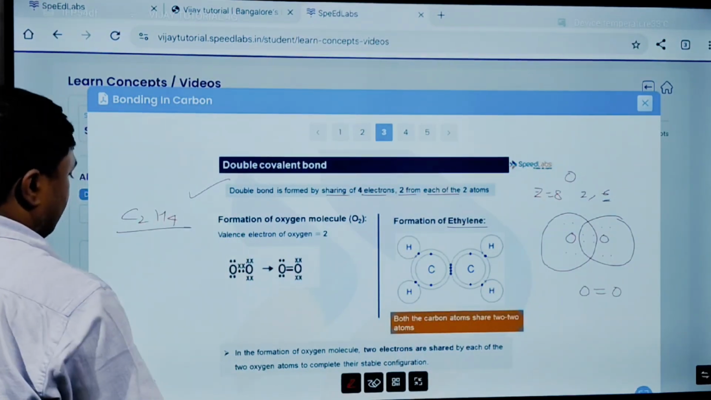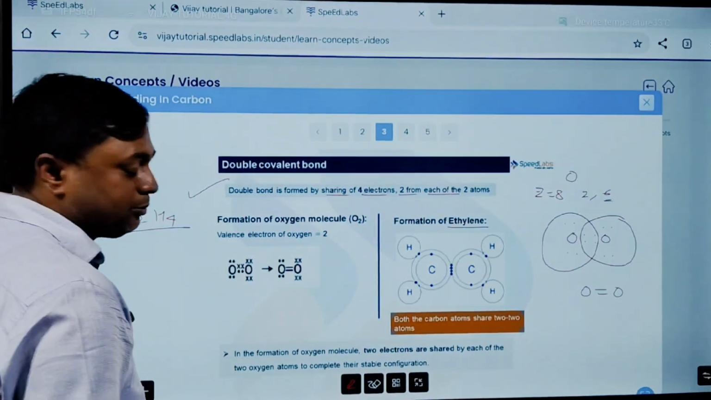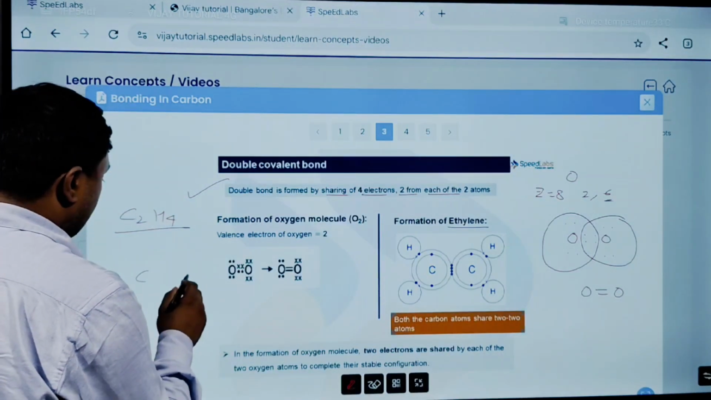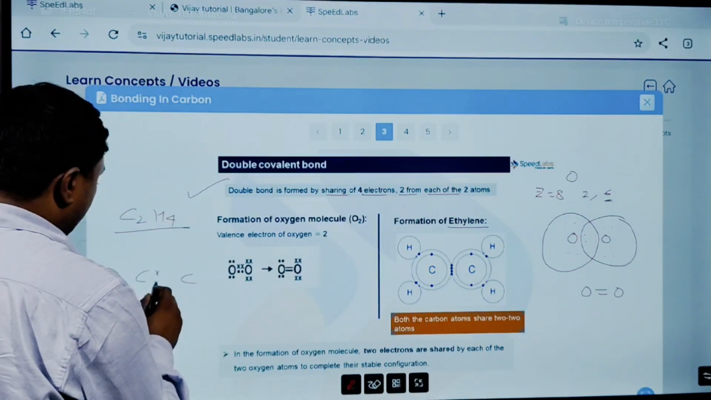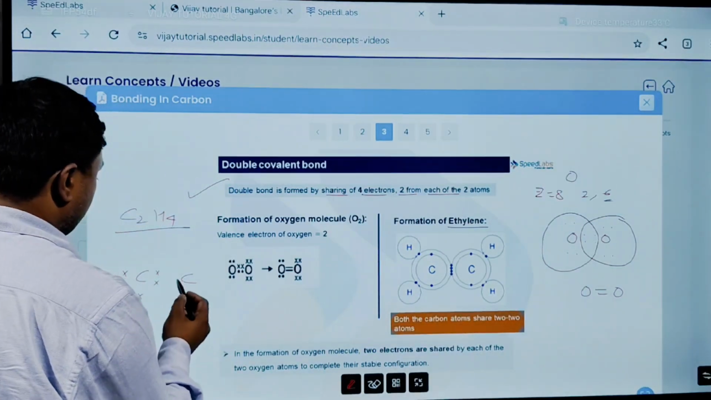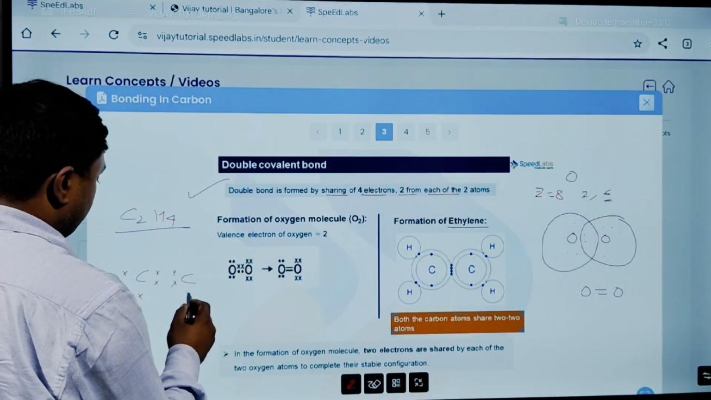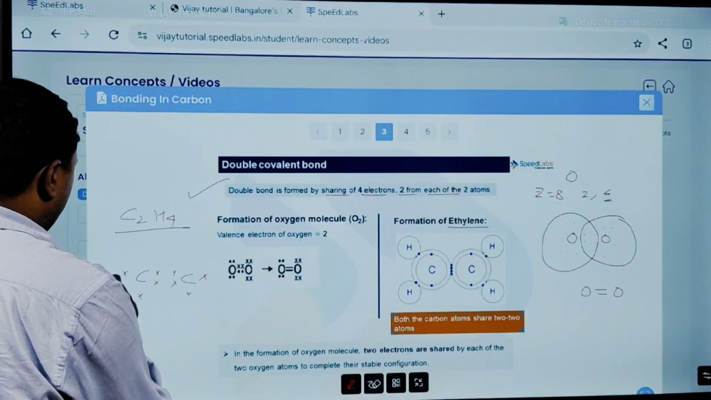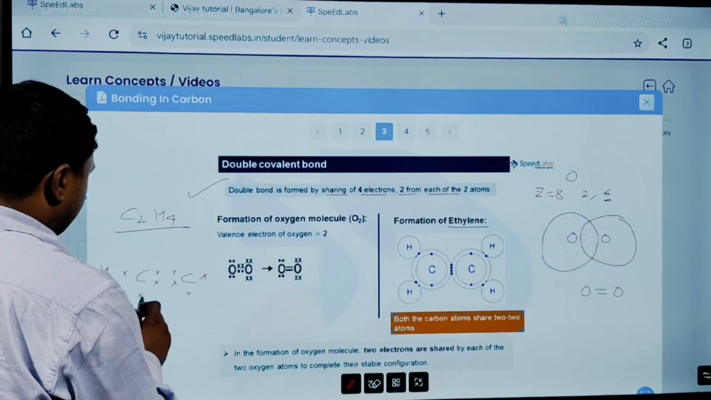This is an alkene. Okay, so how does the alkene formation take place? Let's see. Carbon: 1, 2, 3, 4. As carbon has 4 valence electrons, so here also 1, 2, 3, 4. And what about hydrogen? 4 hydrogen atoms are there, each having 1 valence electron, yes or no?